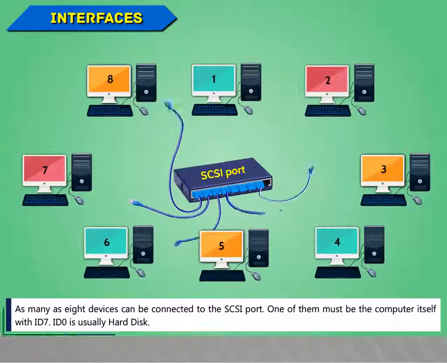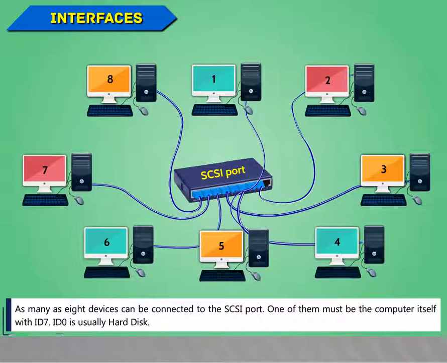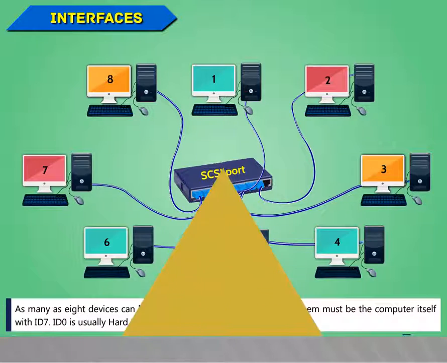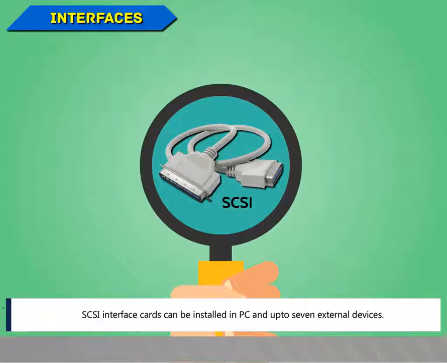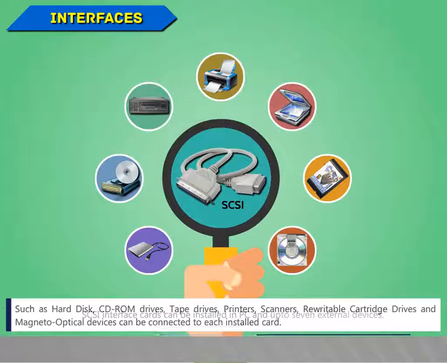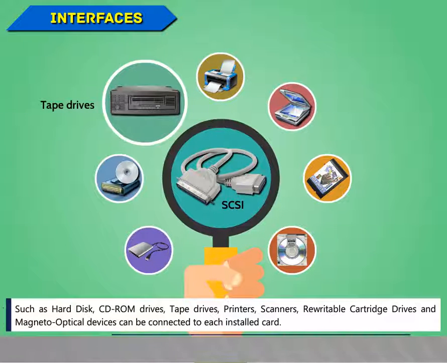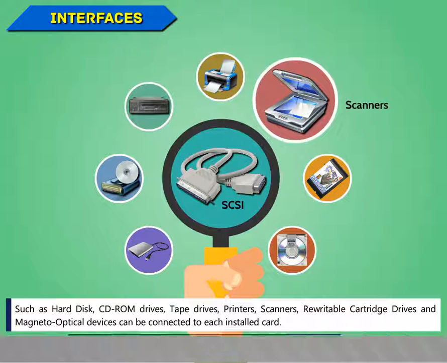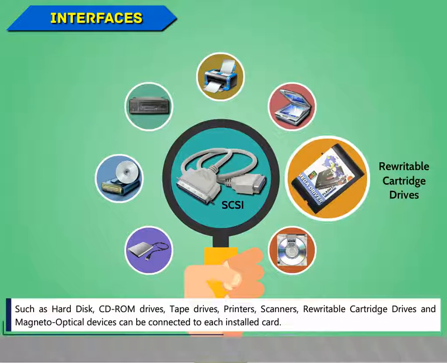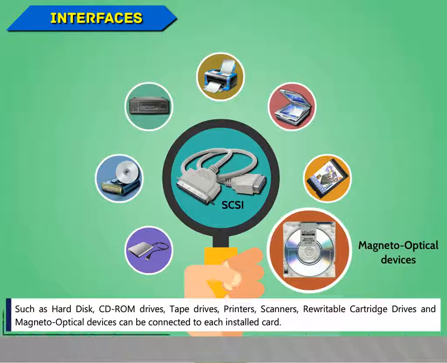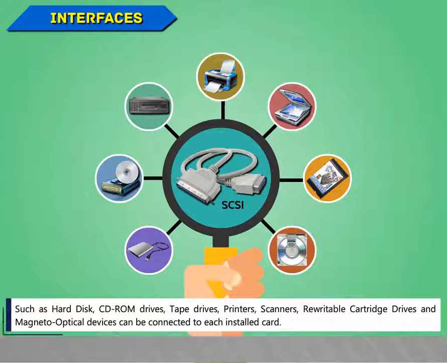As many as 8 devices can be connected to the SCSI port, one of them must be the computer itself with ID 7. ID 0 is usually the hard disk. SCSI interface cards can be installed in a PC and up to 7 external devices such as hard disk, CD-ROM drives, tape drives, printers, scanners, rewritable cartridge drives and magneto-optical devices can be connected to each installed card.